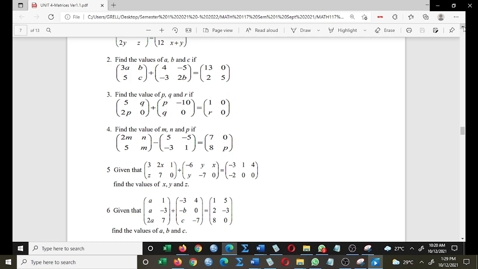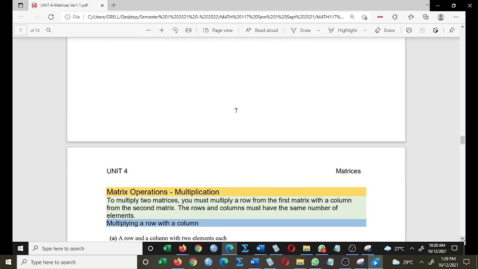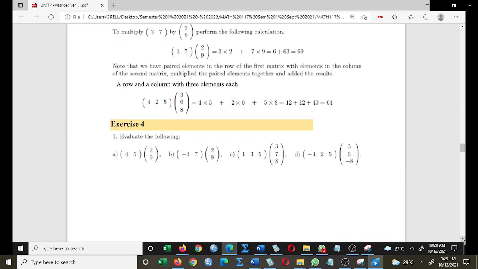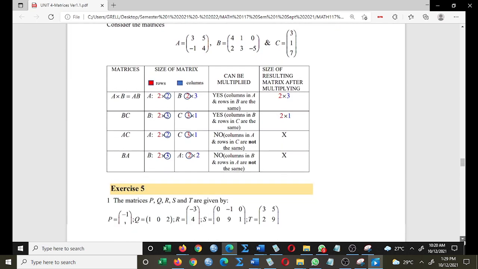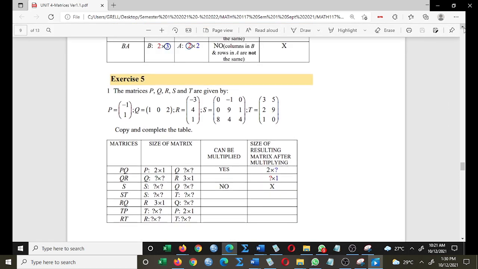Okay, so that's all 1, 2, 3, 4, and 5. That's it. Exercise 3, operations, multiplication. You have an exercise 4. I copied it. And here you have some notes. Oh, here's an exercise 5. Let's look at it. There's a table where you have to determine whether or not two matrices can be multiplied. I didn't want to put it because although it is valid, you know, when it is possible to multiply or not.